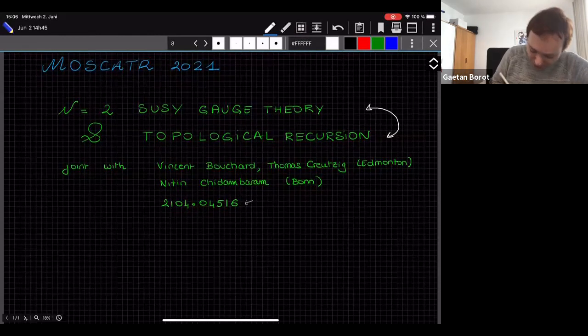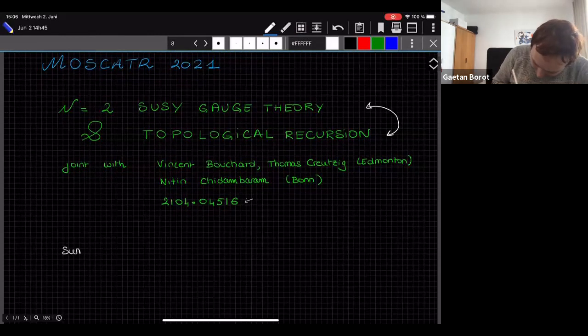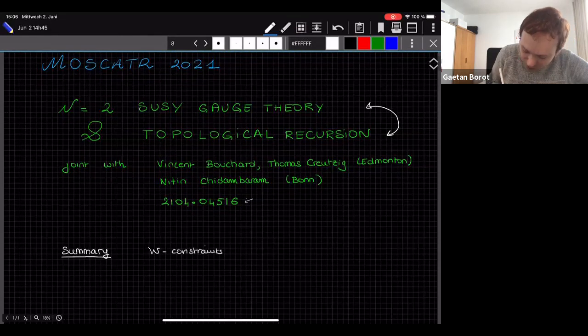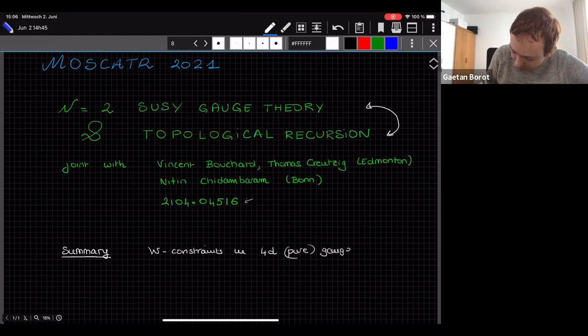And the summary, if you don't want to stay for too long, is that there are W constraints for the partition function in gauge theory. And here one considers the pure gauge theory. Also, you could insert matter. And these are solved by the topological recursion.